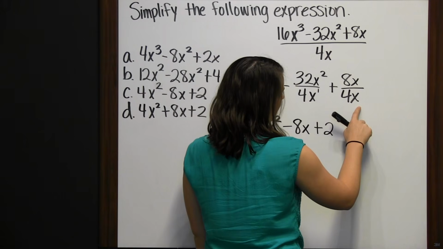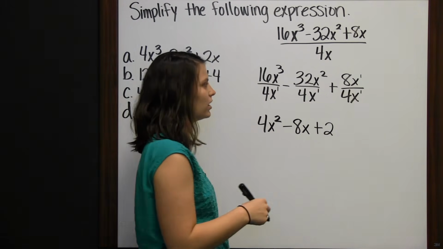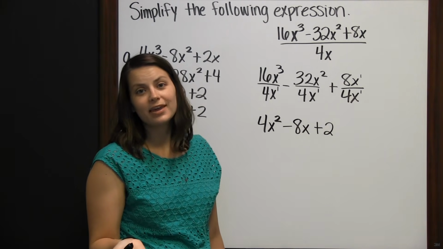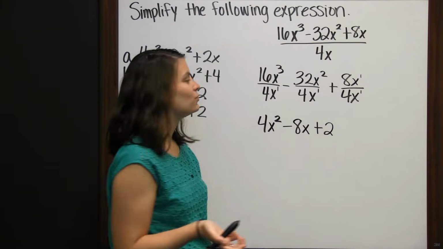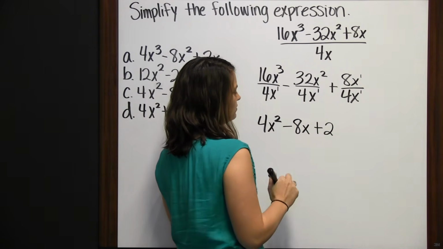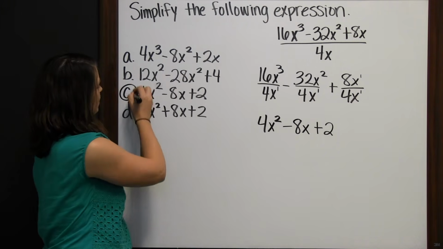And x to the first divided by x to the first, 1 minus 1 is 0. Or you can just think anything divided by itself is 1. So x divided by itself is 1, and 1 times 2 is 2. So our answer is C.